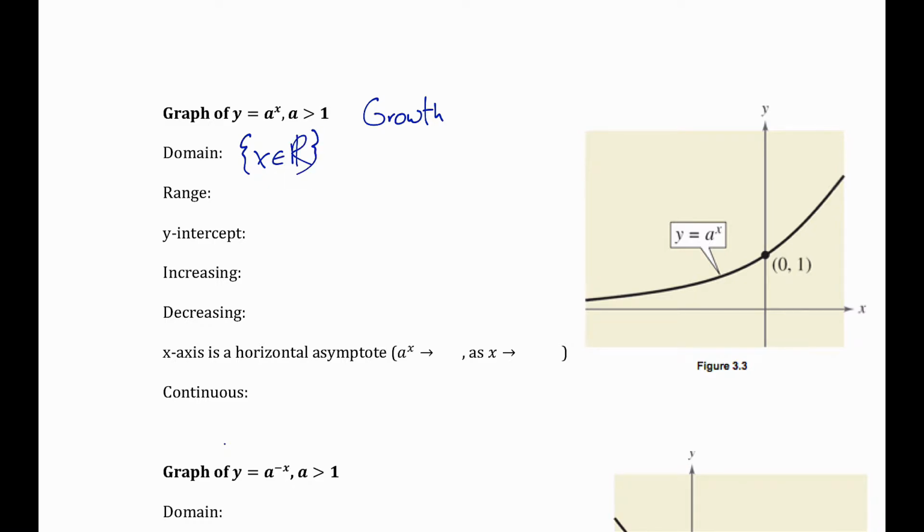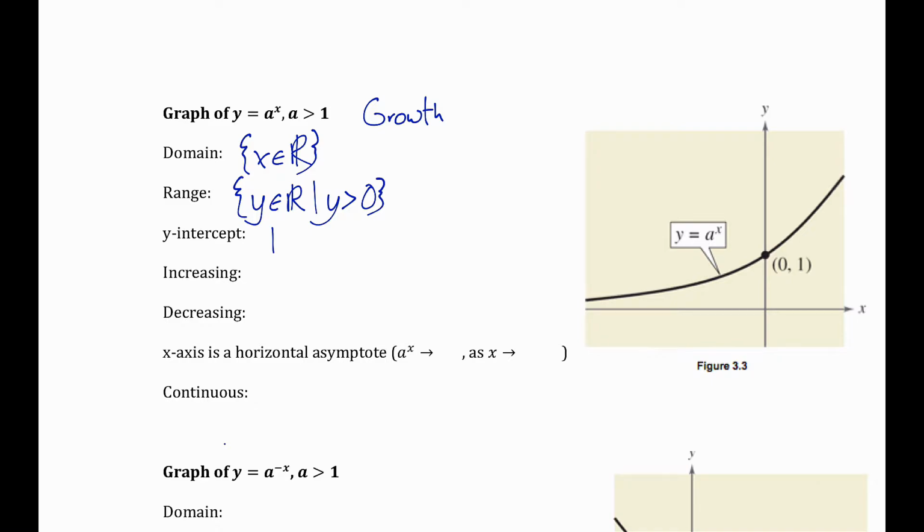For this graph in particular, the range would be y values. Those are also real numbers. However, our y values are always greater than 0, never equal to, never below. The y-intercept, in this case, the parent function, it would just cross at y equals 1. At x equals 0, it would be y equals 1.